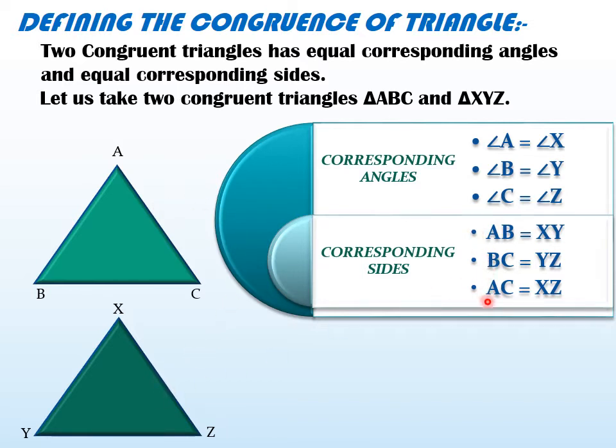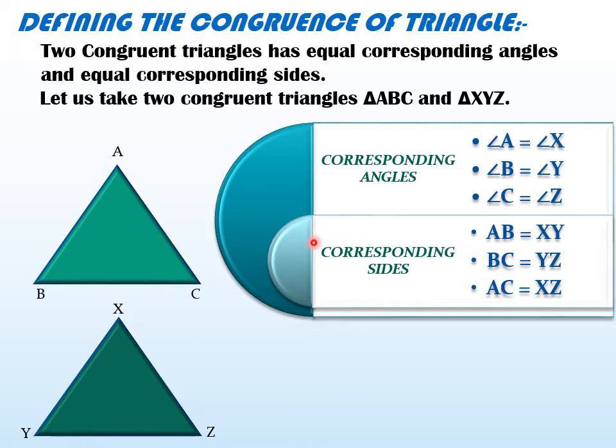Since we have these conditions, we can say they are corresponding sides and they have corresponding angles. So it is very important that two congruent triangles will have equal corresponding angles and equal corresponding sides.